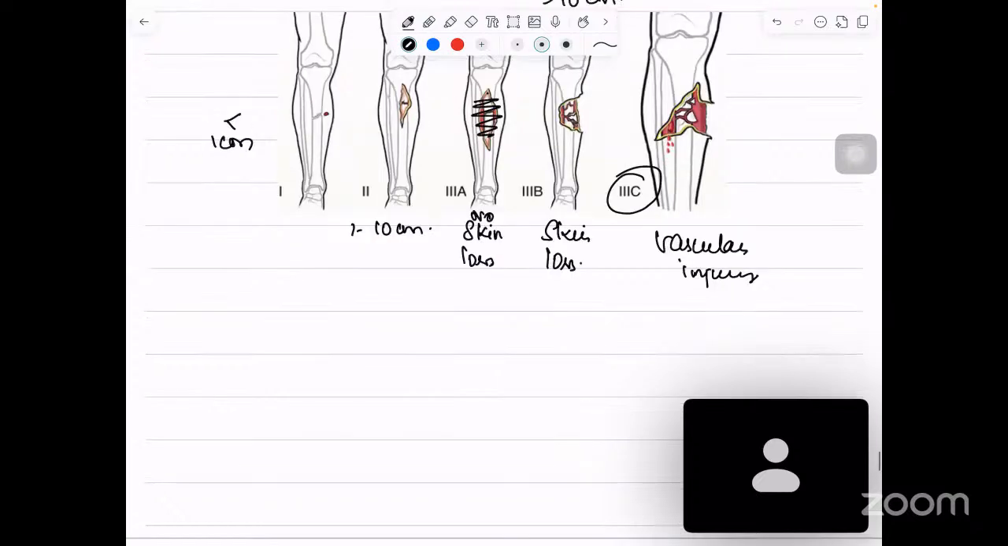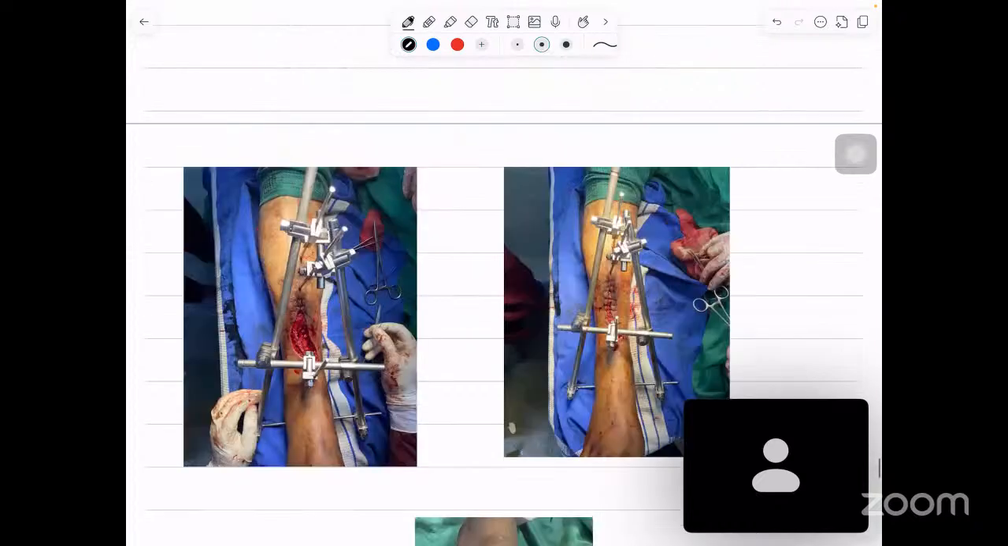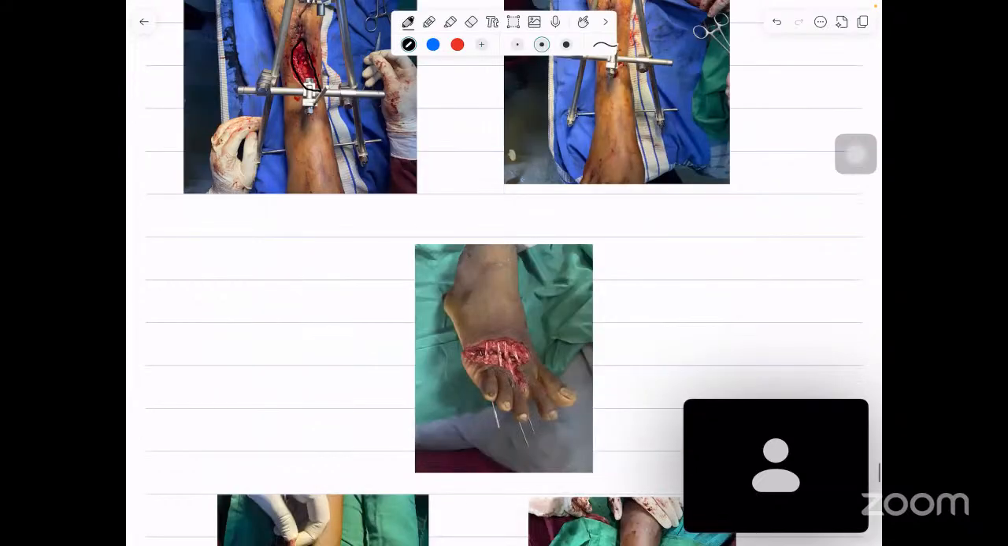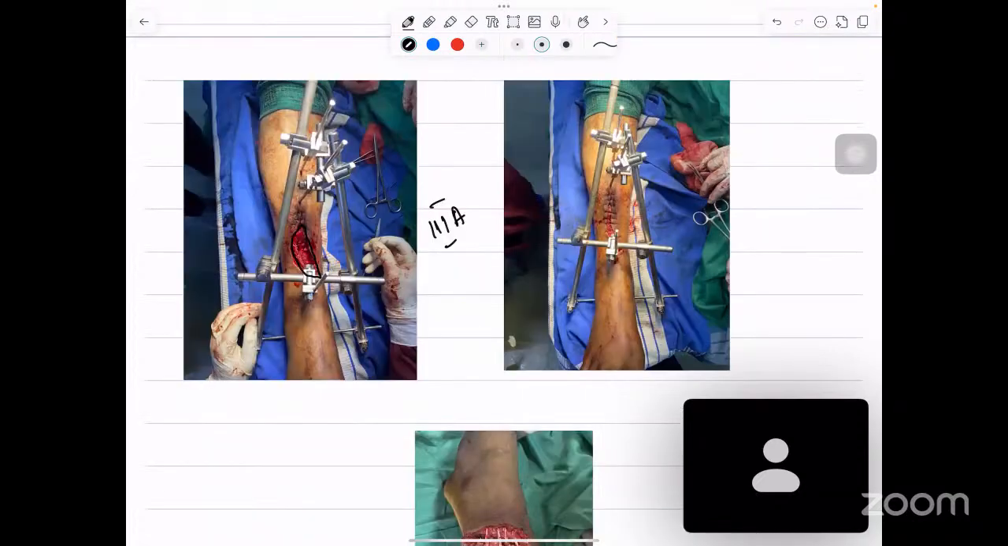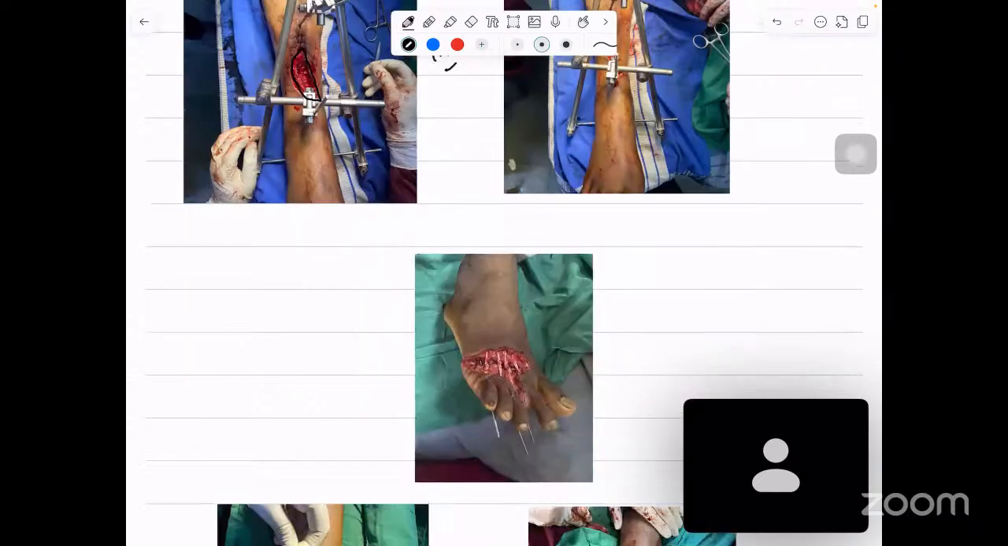So this is after applying an external fixator. See the skin. I thought there wouldn't be adequate skin coverage, but I tried an approximator and it got covered. So we had a good outcome. This is a 3A. This is an open metacarpal fracture with a tendon injury, and there's not adequate skin coverage. I can't suture this, so this is more of a 3B.